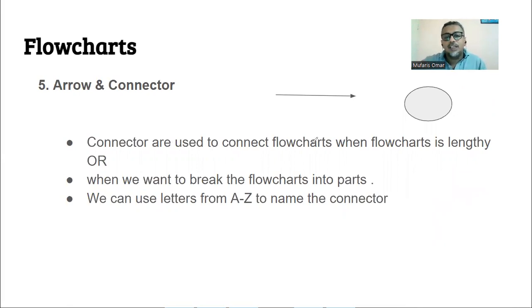Connectors are used to connect flow charts when the flow chart is lengthy, or when we want to break the flow chart into two parts sometimes. For that purpose, we use letters A to Z to name the connector. For example, if it is A, you have another connector like B, C, like that.